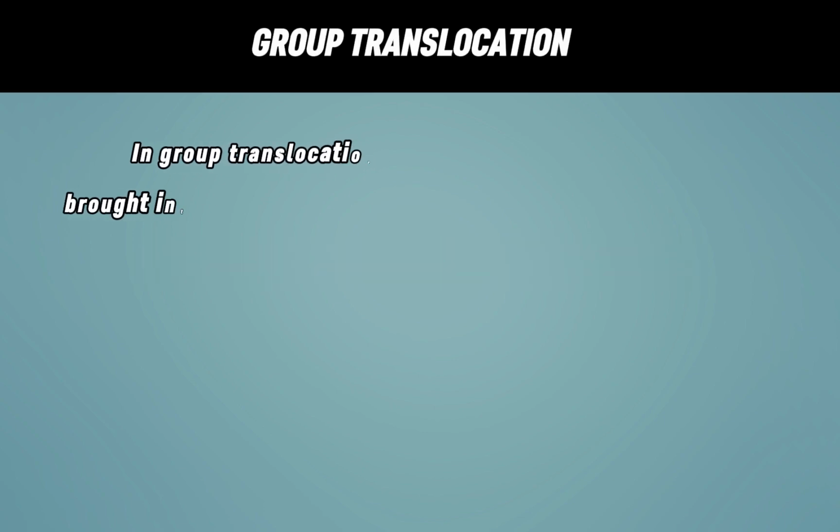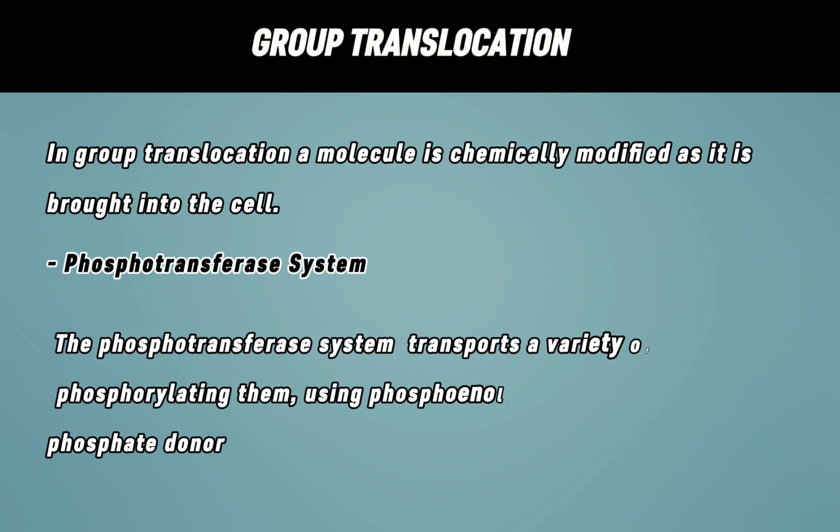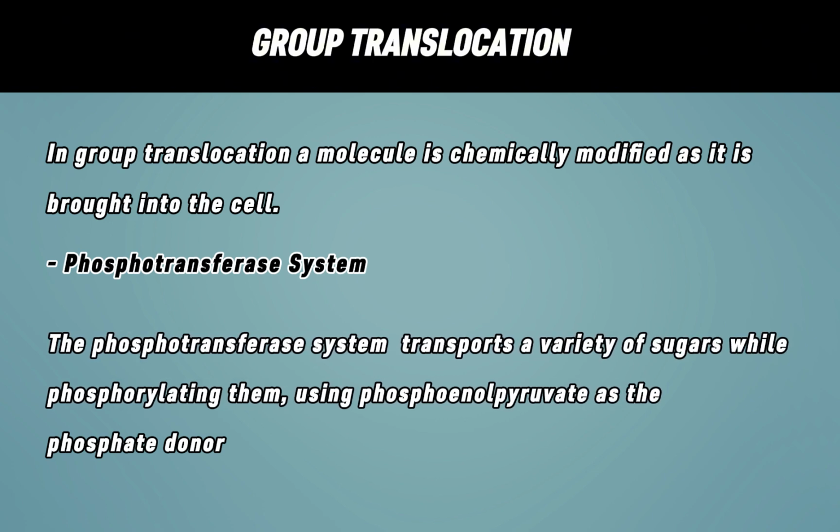The distinguishing characteristic of group translocation is that a molecule is chemically modified as it is brought into the cell. The best-known group translocation system is the phosphoenolpyruvate sugar phosphotransferase system (PTS). The PTS transports a variety of sugars while phosphorylating them, using phosphoenolpyruvate as the phosphate donor. Phosphoenolpyruvate is a high-energy molecule that can be used to synthesize ATP.